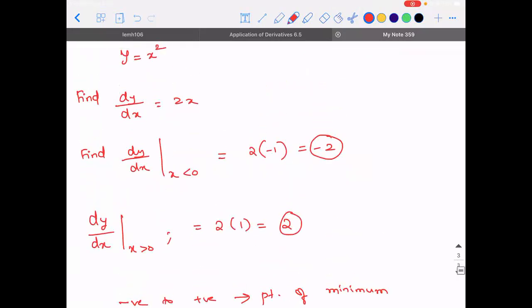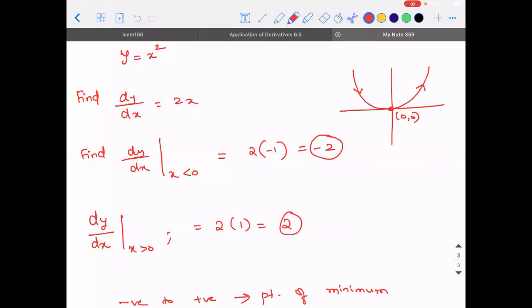It's very simple. y is equal to x square is nothing but an upward parabola. So if I take this point as 0, 0, the curve is first decreasing and then increasing. So this point is the least point. Minimum means nothing but the least function value that you can find. That is what I'm trying to say.